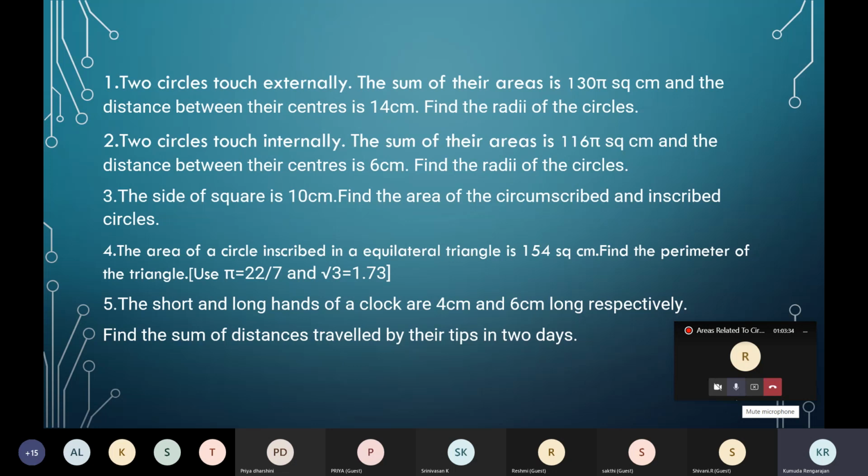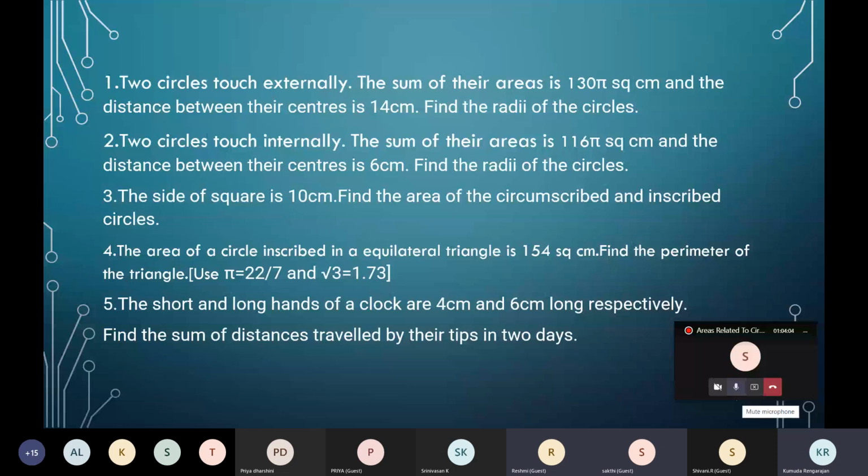The area of a circle inscribed, so inside an equilateral triangle, is, so this is very important. Let's read it again. The area of a circle inscribed in an equilateral triangle is 154 square centimeter. So this 154 is the area of the circle or area of the triangle? Area of the circle.